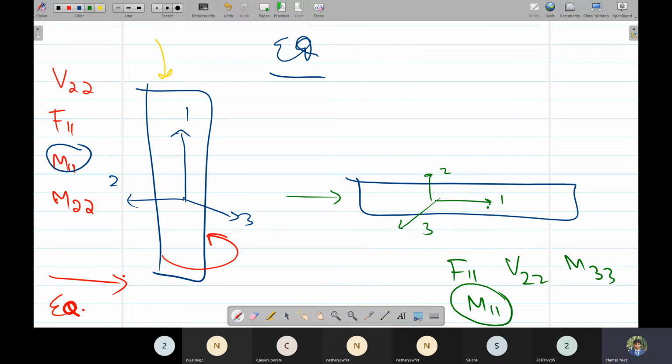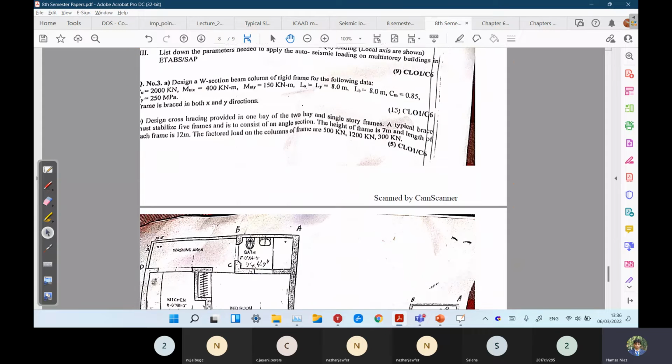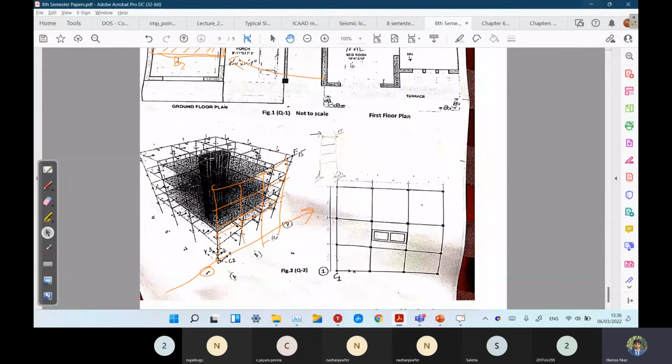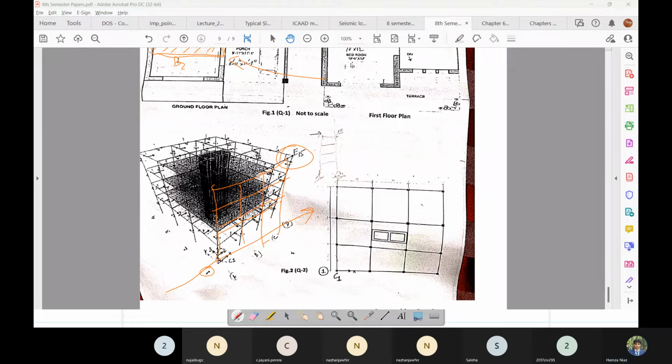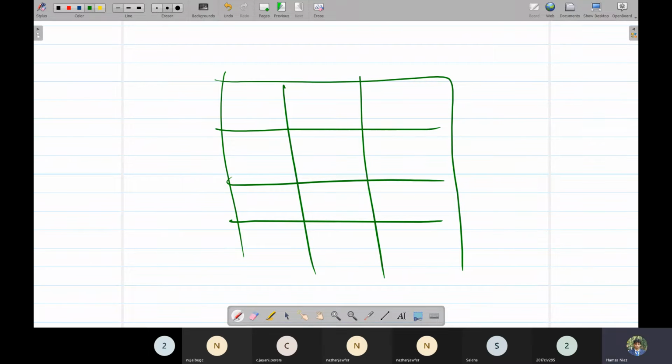So these were critical forces. So the question is, we have to find the critical displacement at joint 15. So joint 15 is this one. So in the frame, this is our frame. So this is joint 15. So we have to find the critical displacement.